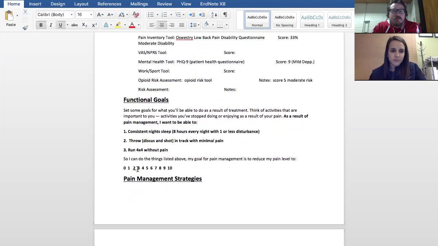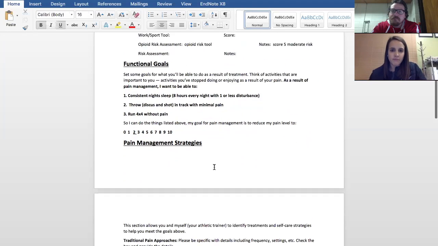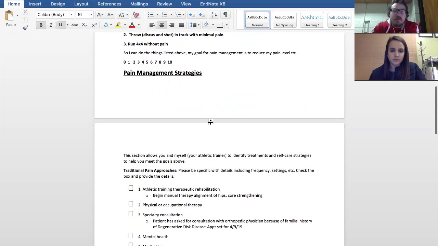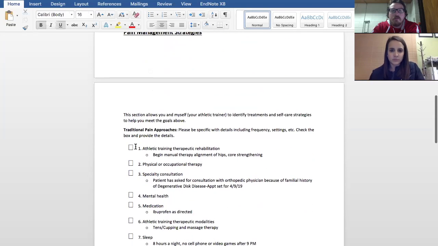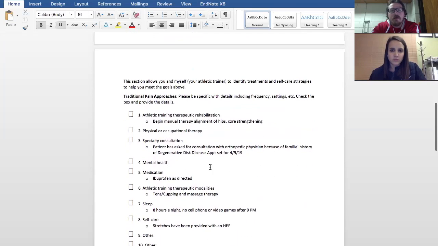He would like to reduce his pain level down to a 2. Currently it ranges between a 6 and an 8, give or take, depending on the day and the activities he's performed. And then we went through some pain management strategies. I talked about manual therapy. We're going to look at alignment of hips, core strengthening, specialty consultation. He actually does have a disc disease appointment because that runs in his family for 4/9. So that's next week.